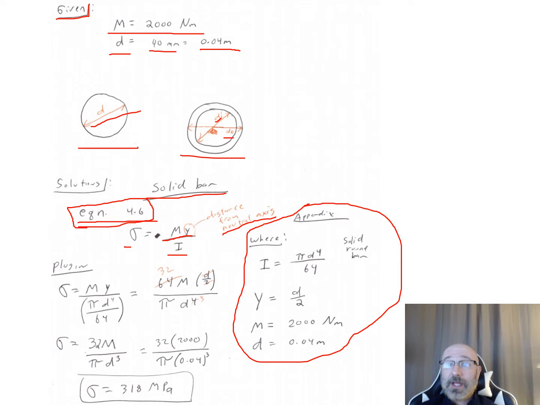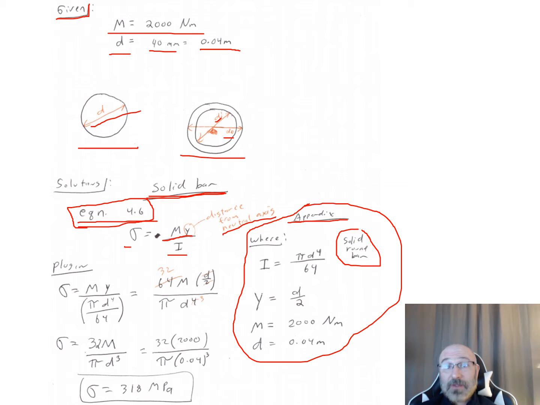But from the wording in that, and from what we know, looking at this setup page, we need to know where to go to get the additional information that we need to solve this problem. So we can go back to our appendix. We see we have this I value, and this is for a solid round bar. This is why I solve for these separately, dealing with the solid bar first.